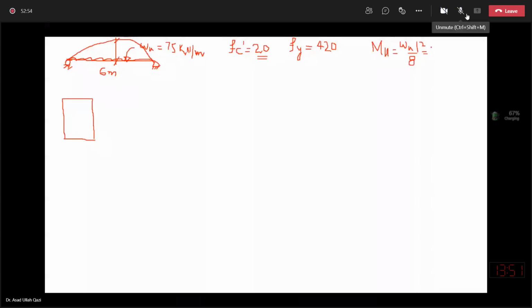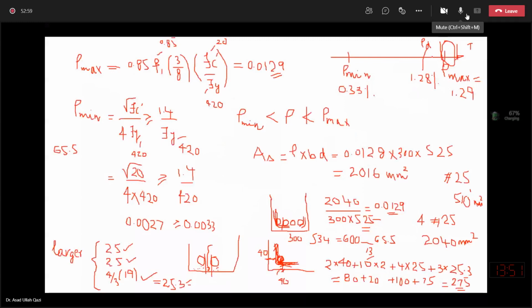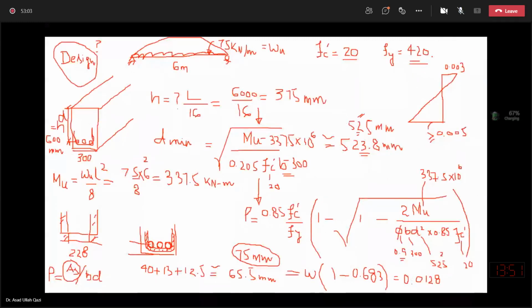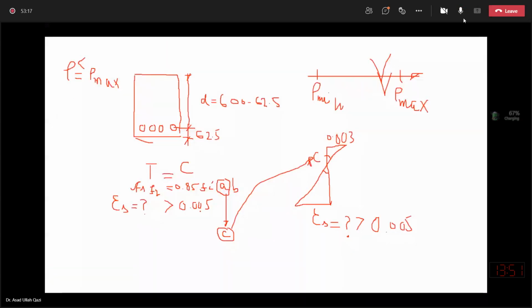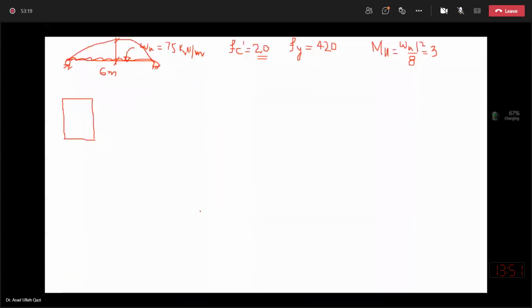Let me go to that previously calculated value. Yeah, the section A responded 337 point, right? This one value you are asking, right? 337.5 kilonewton meter.